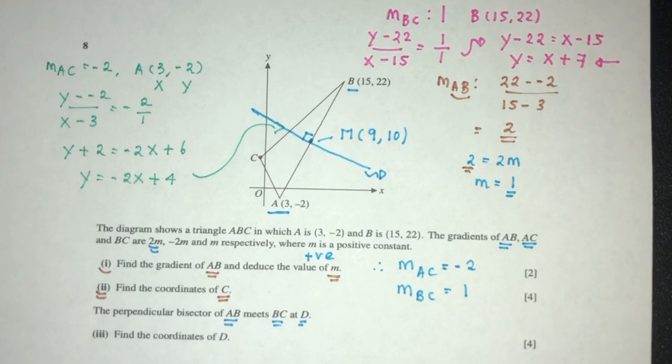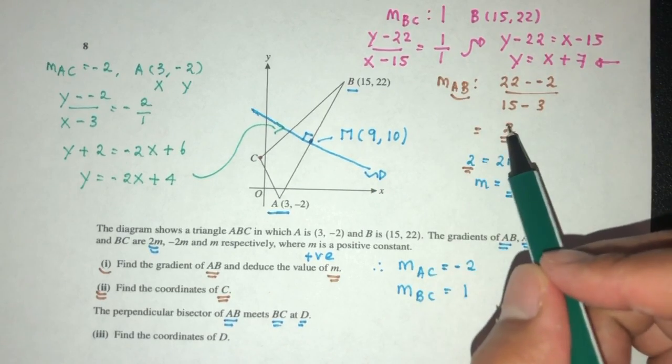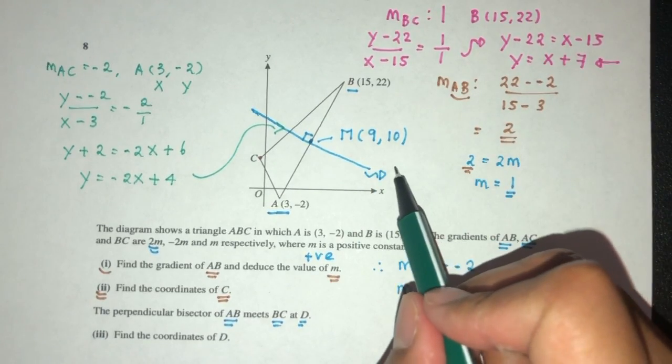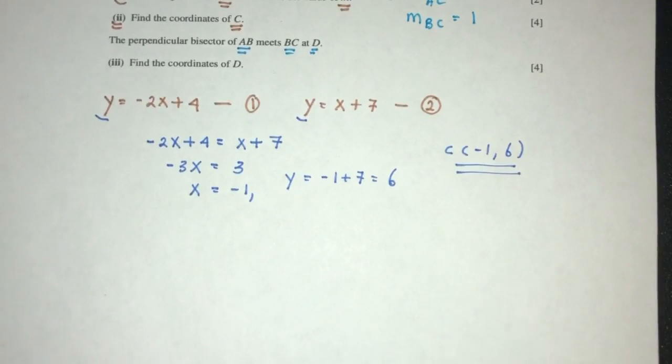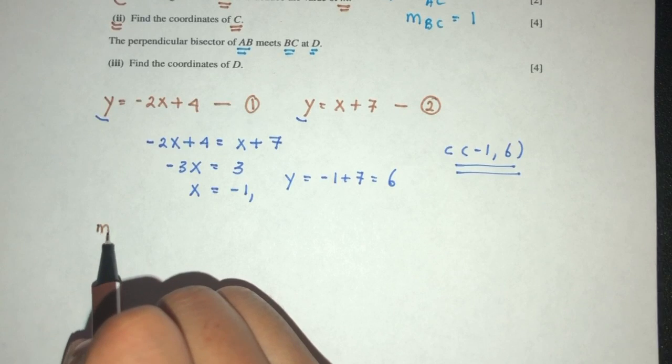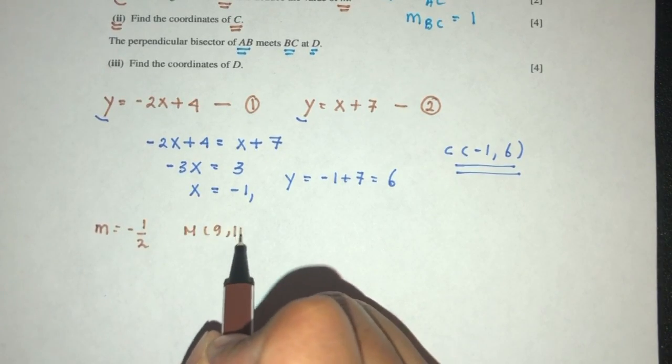As we have seen before, when two lines are perpendicular, we can use one line to deduce the gradient of the other line. So here we know the gradient of AB was this, so the gradient of this line should be minus half. Okay, so now we have the gradient and the passing point. We can find the equation.